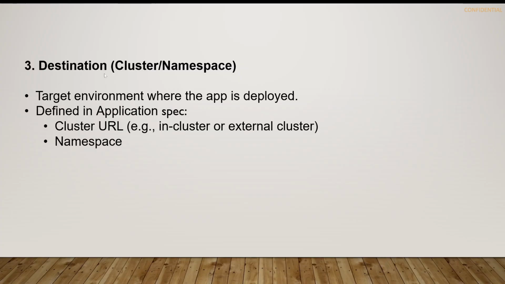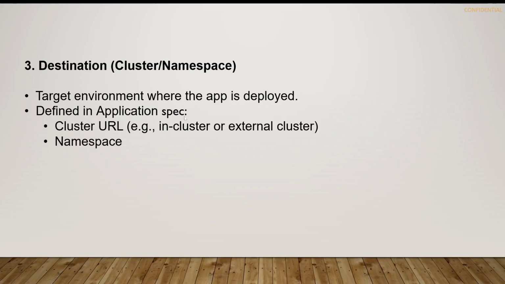So the next thing is destination. You have installed your Argo CD in a Kubernetes cluster, but you have to deploy this application somewhere, right? So where exactly do you have to define that? That is, where exactly you have to deploy this application. That is the destination. Okay, it is the target environment where the app is deployed, which is defined in the application spec.